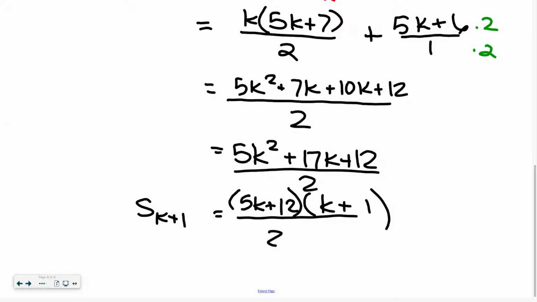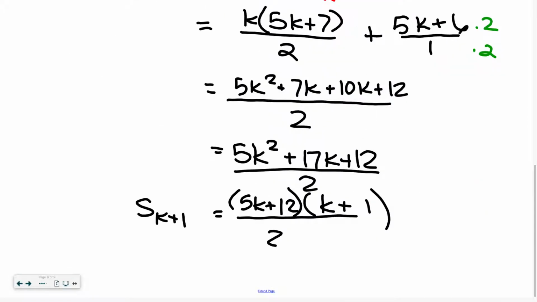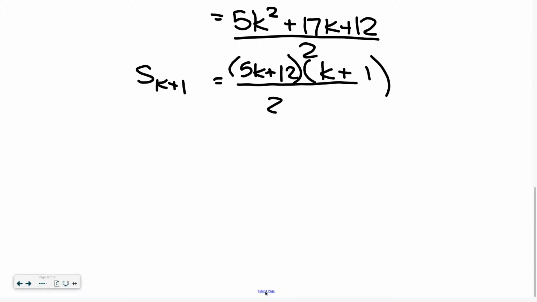Does that match my show that? I'm going to scroll up. I have 5k plus 12 times k plus 1 over 2. Does that match the statement right there? Yeah, is it okay that my two factors are switched around? Sure, multiplication is commutative. So I've shown through all this math, all this long work, that the sum of k plus 1 terms is equal to s sub k plus 1.